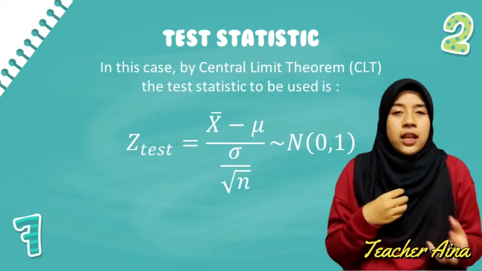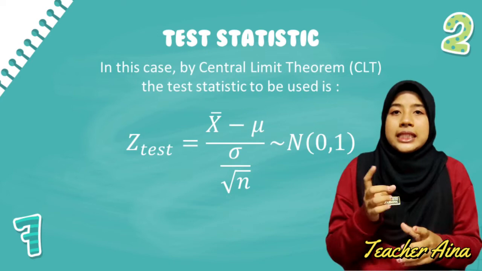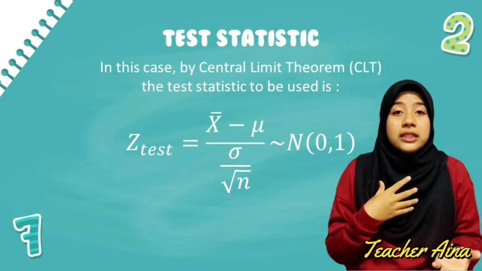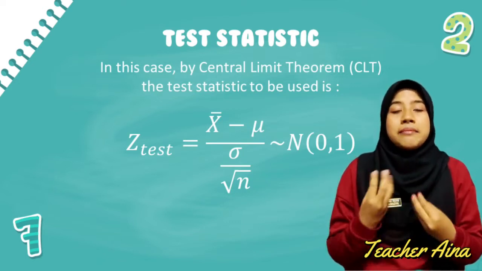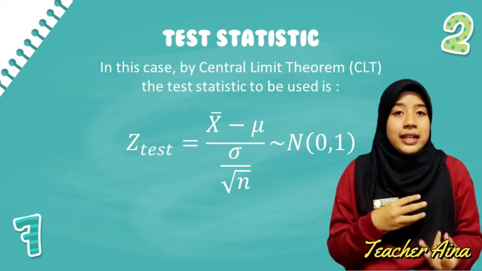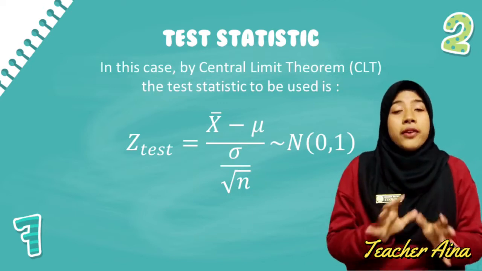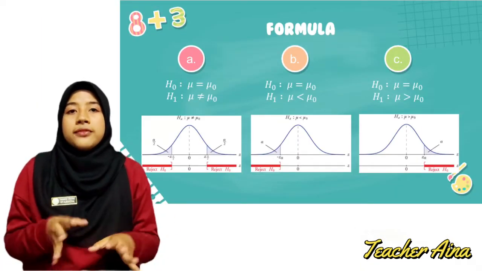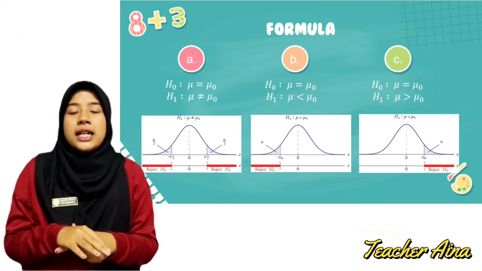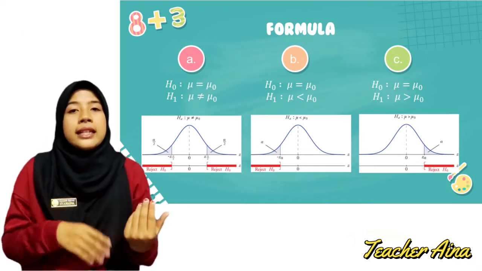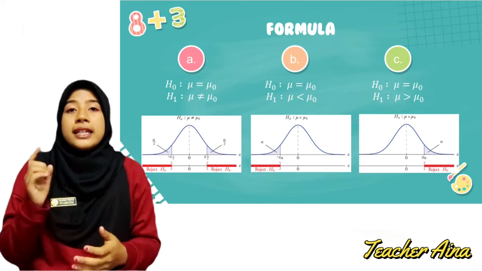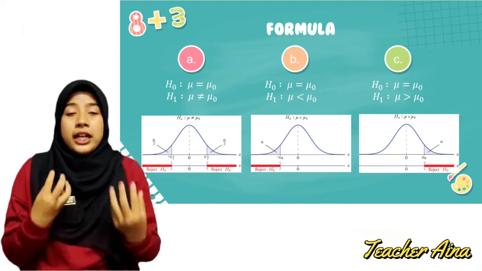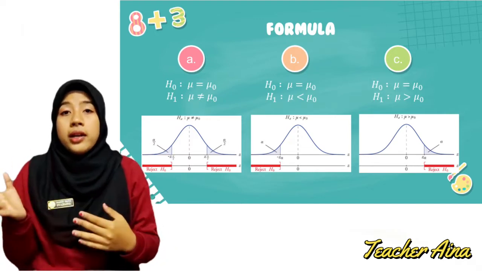Now, in this case, by the central limit theorem (CLT), the test statistic to be used is the z-test. The formula for the z-test is the sample mean minus the mean, over the standard deviation divided by the square root of n for the sample. For your information, it is a normal distribution. In this formula, we have three types of hypothesis: the two-tail test, lower tail test, and upper tail test. The null hypothesis is always equal to the mean, but the alternative hypotheses are unequal to the mean, less than the mean, and more than the mean.